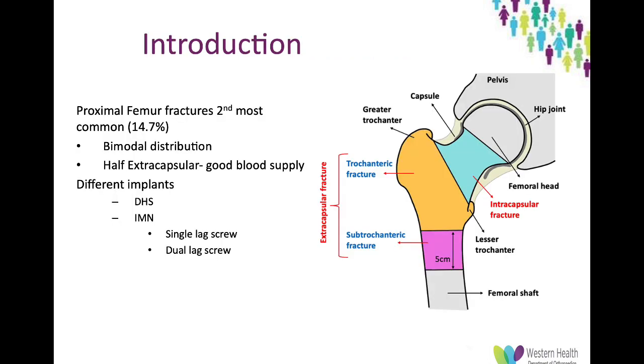Proximal femur fractures are the second most common fracture configuration in the world. They account for 15% of all fractures. Conservative estimates predict that numbers could reach 21 million annually by 2050. They come second to distal radius fractures. They have a bimodal distribution affecting the young and the elderly, and largely speaking, they can be divided into two categories: intracapsular and extracapsular.